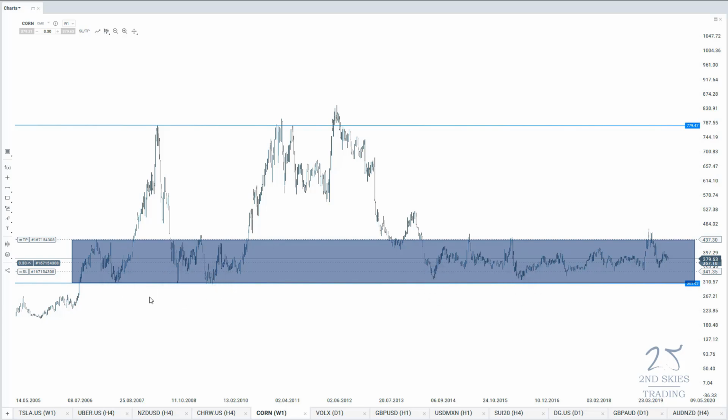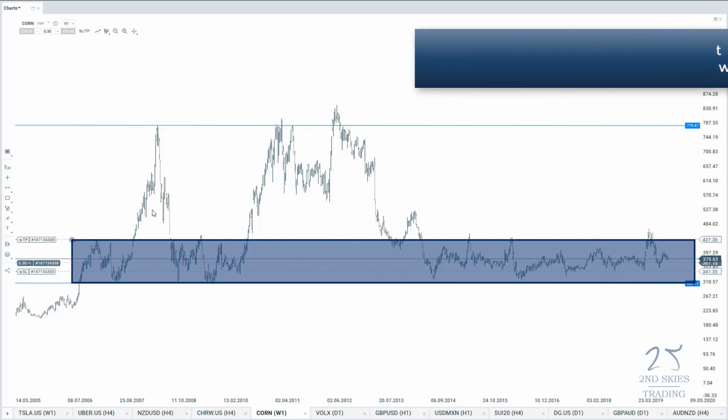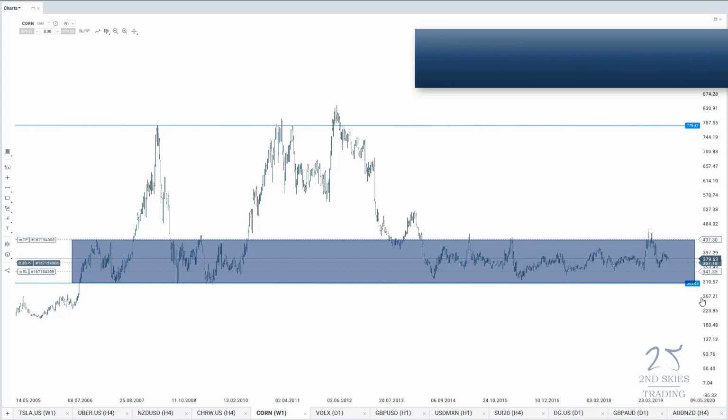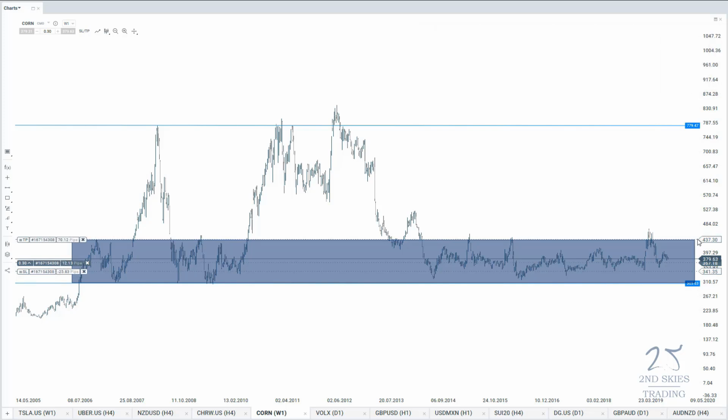But the bottom line is this commodity has not breached 303, around 300, for about 13 years. And other than these few brief spikes above it, a good portion of the price action has been contained within this 303 to 437 range.